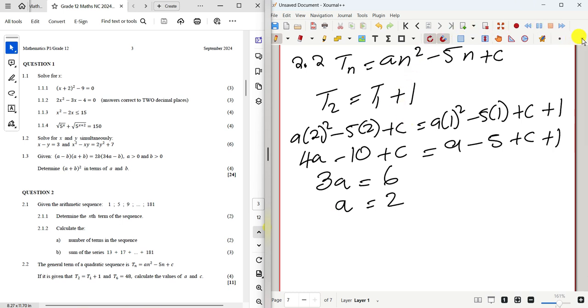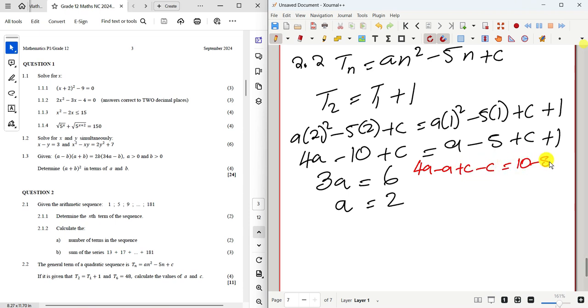So in case someone is wondering, hey, what did these guys do? This is for A minus A plus C minus C equals 10 minus 5 plus 1. All right? Okay, perfect. So they said we must find the values of A and C. So we found the value of A. This means we can find the value of C. So it'll be easy.